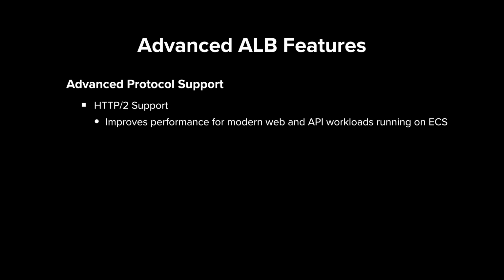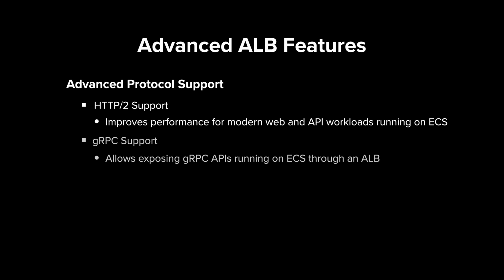HTTP version 2 support improves performance for modern web and API workloads running on ECS by allowing multiple requests to be multiplexed over a single connection. gRPC support lets you expose high-performance, strongly typed APIs from your ECS services through the ALB, taking advantage of HTTP2 features like streaming and header compression.